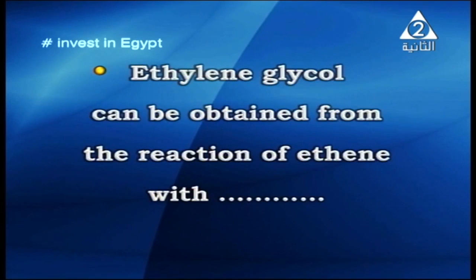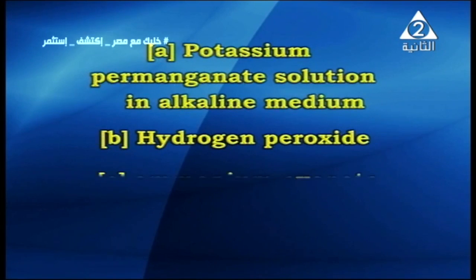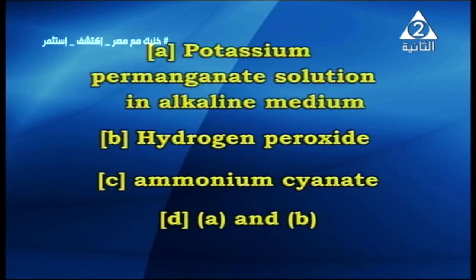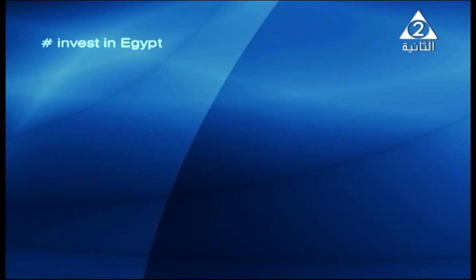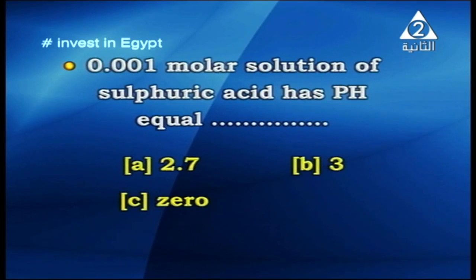Ethylene glycol can be obtained from the reaction of ethene with what? Potassium permanganate solution in alkaline medium, hydrogen peroxide, ammonium cyanate, A and B together. If you think about it, yes, it will be A and B together. A 0.001 molar solution of sulfuric acid has pH equal to what? 2.7, 3, 0, 11. If you think about it, yes, it will be 2.7.